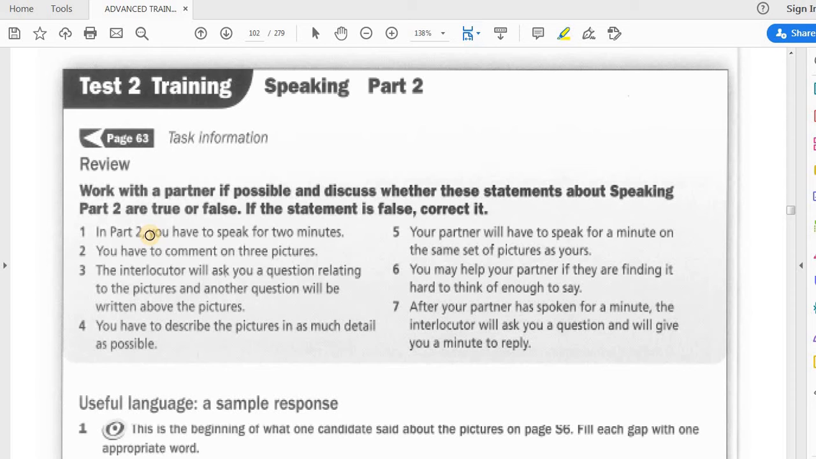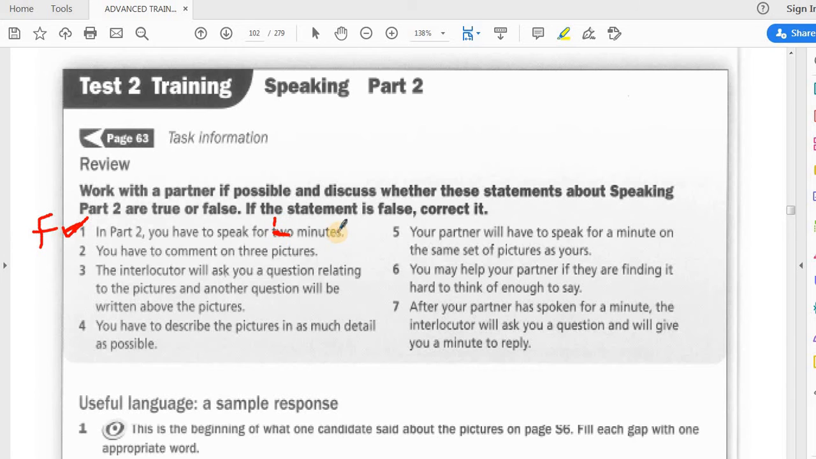Most of them are false in my view. So stop. I'm going to give the answers in 3, 2, 1. Number 1, I think it's correct. Sorry, no, they're all false. You have to speak for 2 minutes. No, you speak for 1 minute.